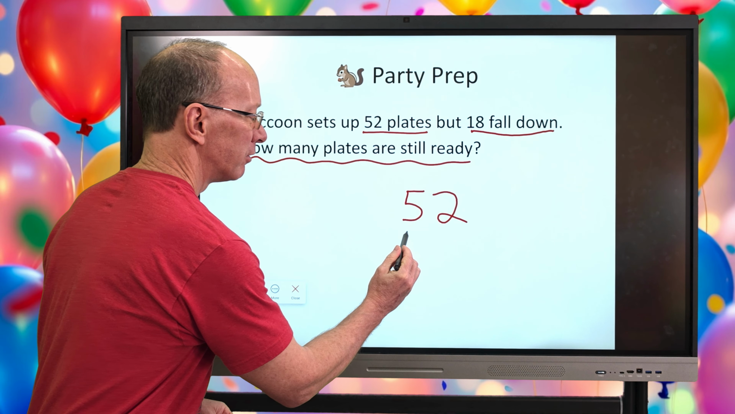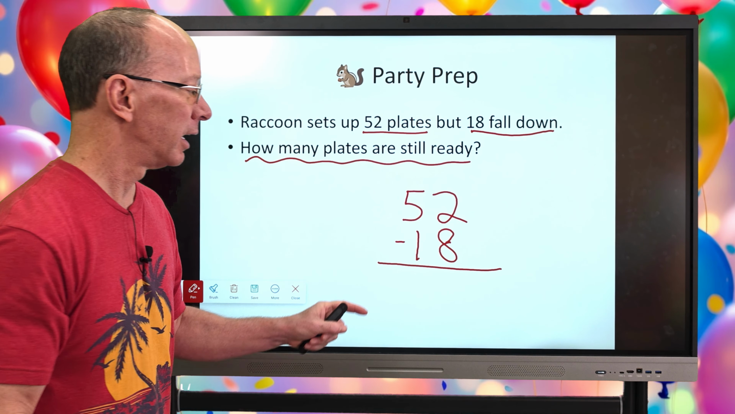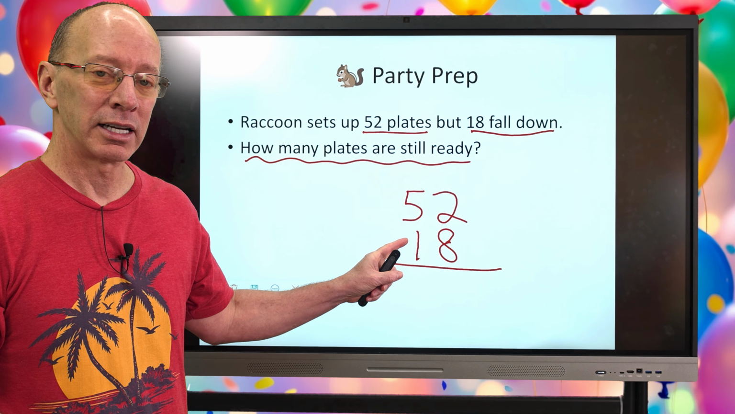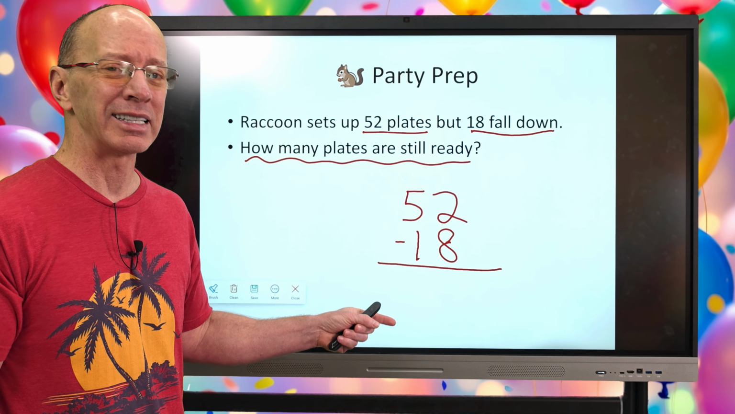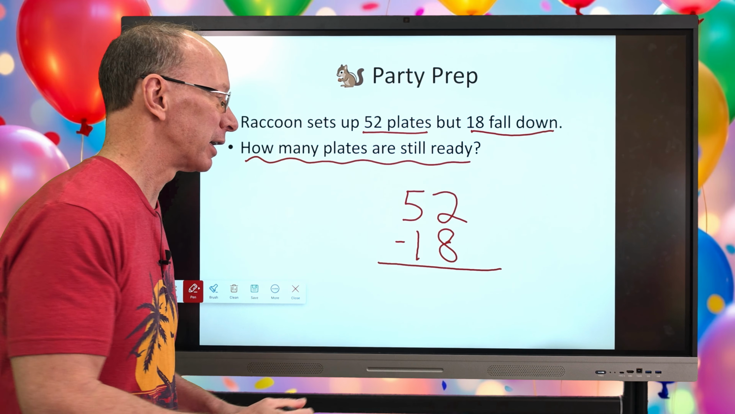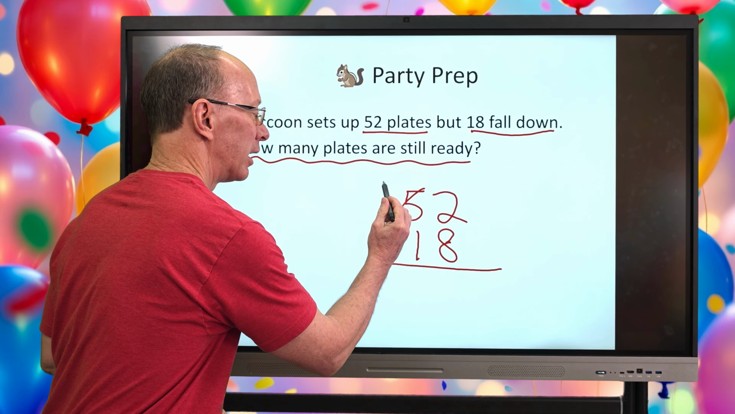18 of them get knocked down, so I'm gonna write out our problem. Again, did you see how I'm writing this out? It's very even right here. Nicely written. And now I'm going to subtract. I have to start with the ones. I have 2 minus 8. Can I do that? Can't do it. Need to borrow from next door. Over here by the 5. Put a line through the 5. This will be a 4.